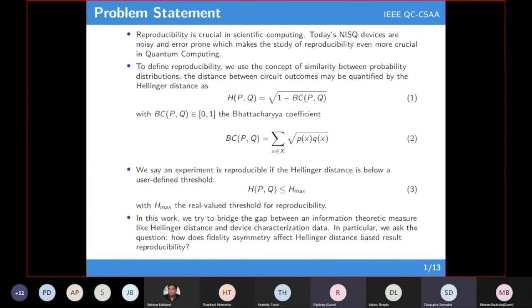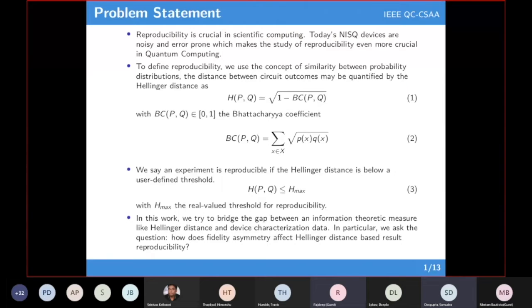So first, let me try to lay down the problem statement clearly. I hope you'll agree with me when I say that reproducibility is crucial in scientific computing. As most of you know, today we are in the NISQ era in quantum computing, where devices suffer from noise and error from various sources. It may be qubit related, it may be the implementation of the gates, or it may be the isolation system. So experiments in general run the risk of being irreproducible.